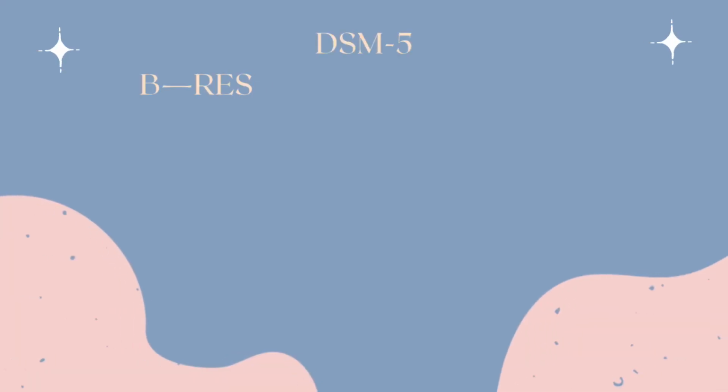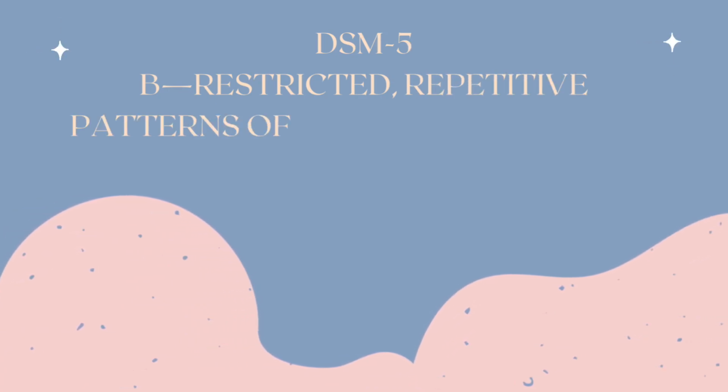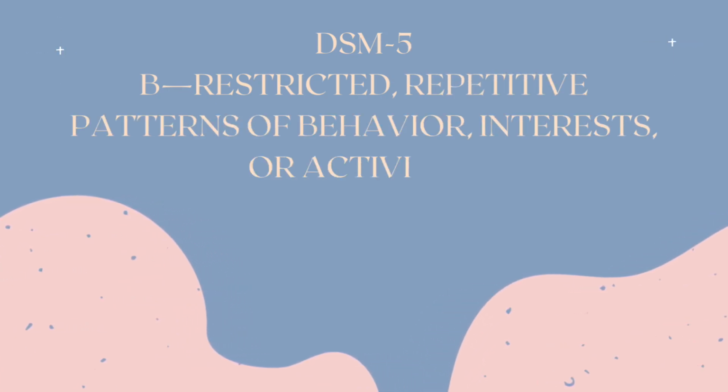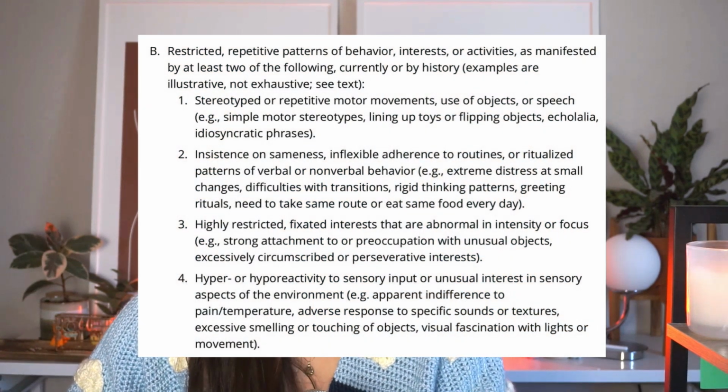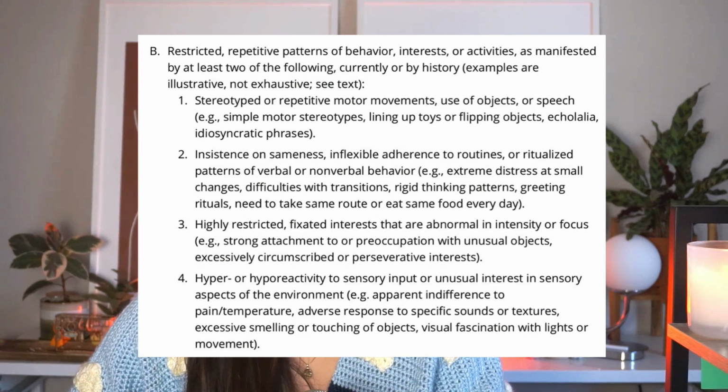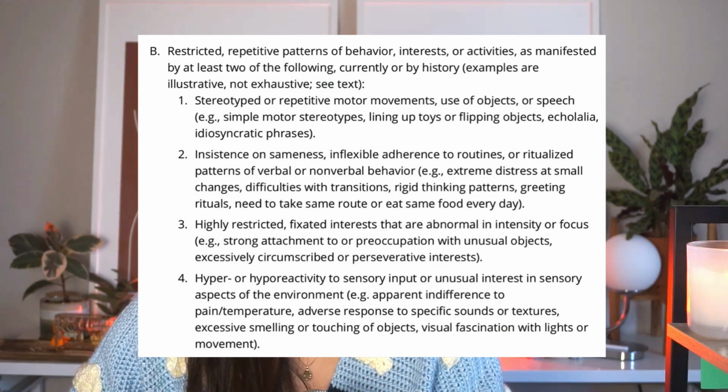So another symptom criterion is restricted, repetitive patterns of behavior, interests, or activities: stereotyped or repetitive motor movements, use of objects or speech. Examples of this are lining up toys, flipping objects, echolalia, idiosyncratic phrases. So our idea of autism when it comes to repetitive restricted behaviors is rocking back and forth, flapping your hands, things like that. But that's just one very narrow way of looking at autism.